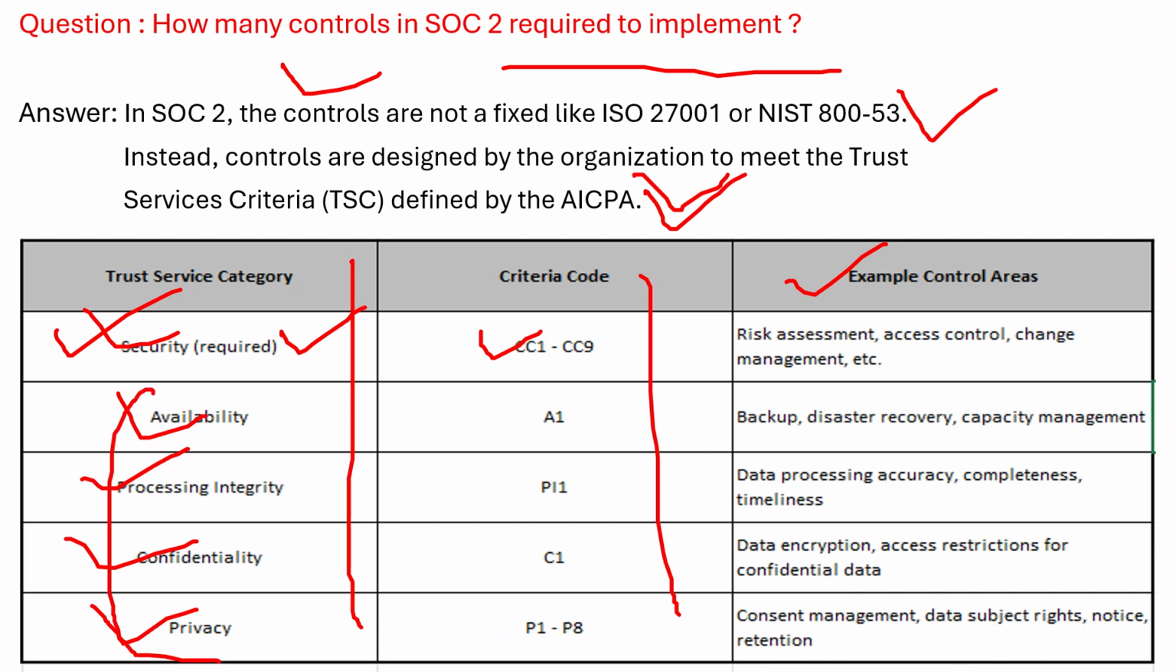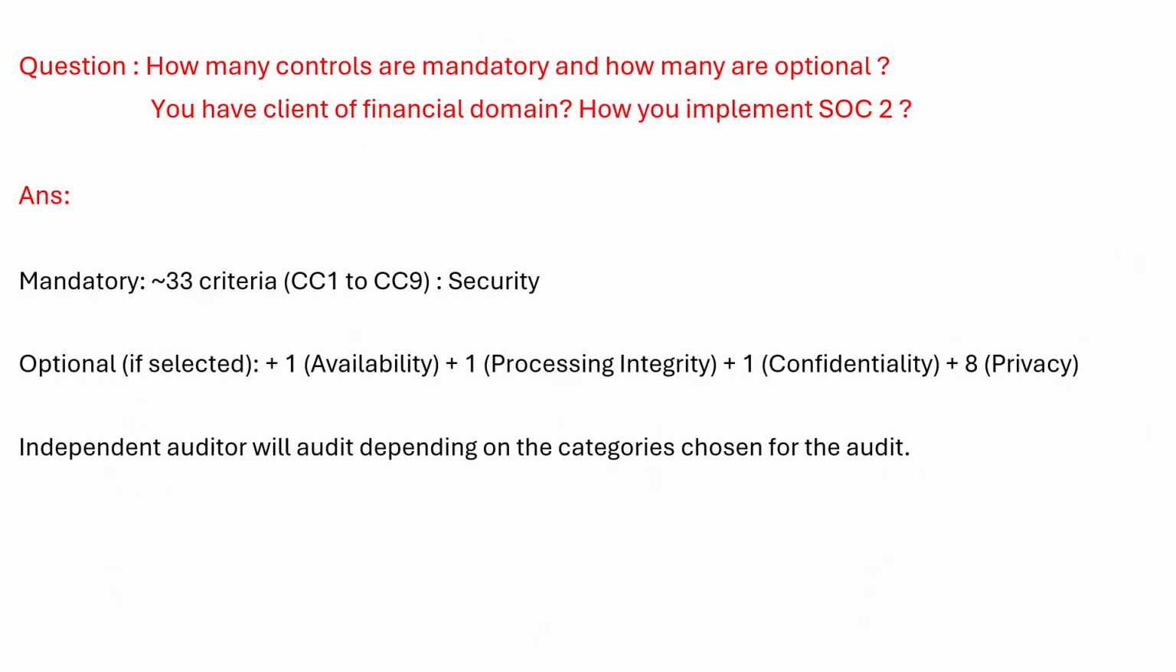Let's come to the second question for further analysis. How many controls are mandatory and how many are optional? You have a client in the financial domain, how will you implement SOC 2? Here two questions are there. Number one is how many controls are mandatory in SOC 2 and how many are optional? Question number two, how will you implement SOC 2?